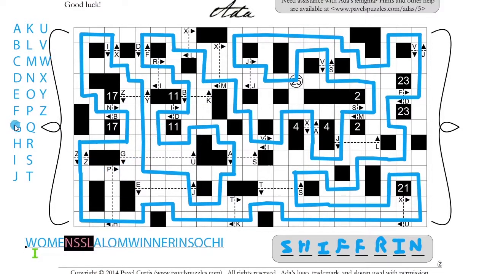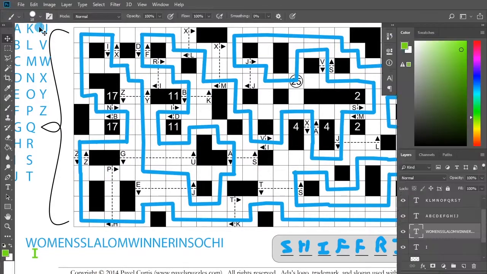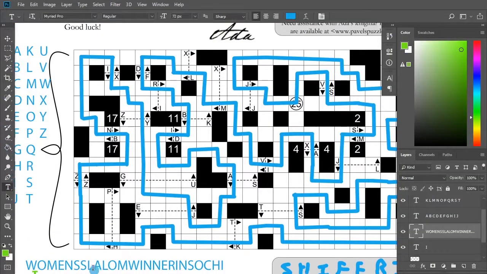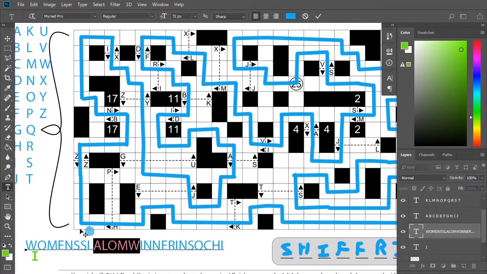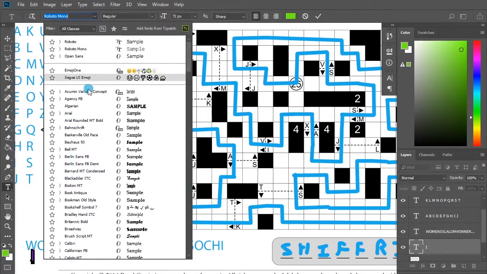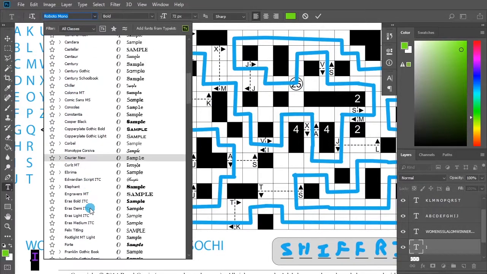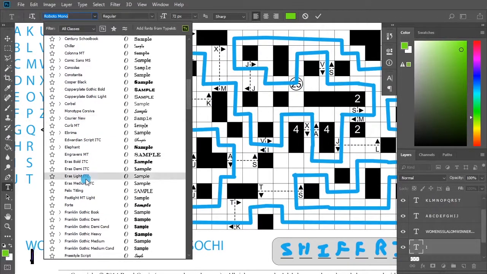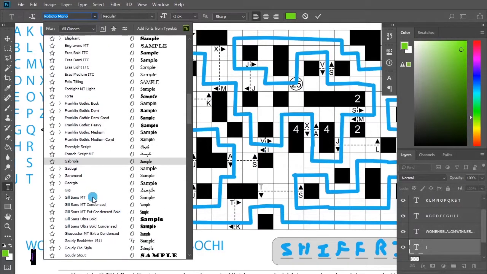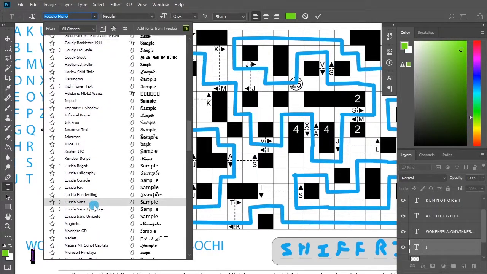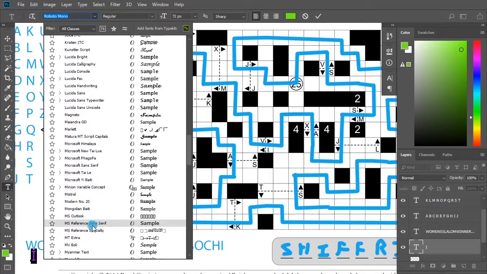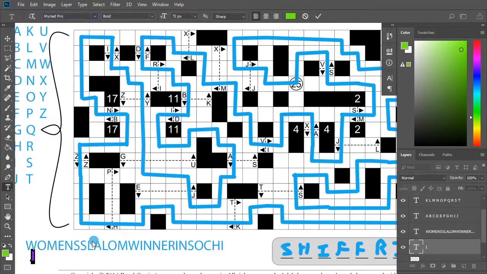Oh no. I replaced it with a tab. Okay, hold on. Myriad Pro, apparently. And what am I now? Roboto Mono. Consistency. Myriad Pro. There we go. So I.